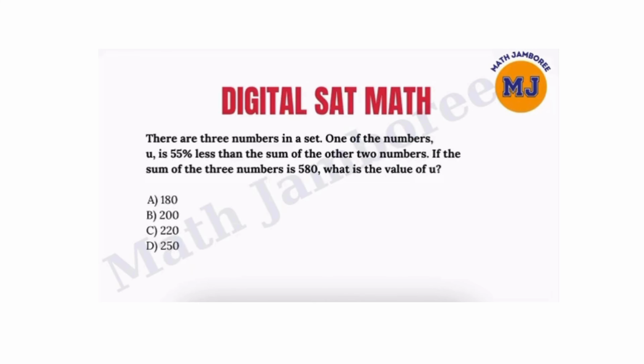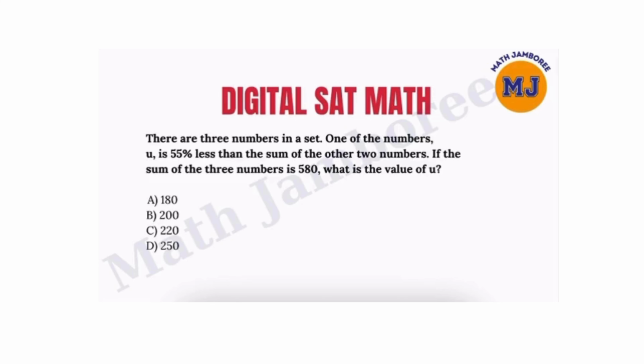Today we have another digital SAT type of question in the topic of percents. Let's dive into it. There are three numbers in a set. One of the numbers, u, is 55% less than the sum of the other two numbers. If the sum of the three numbers is 580, what is the value of u?